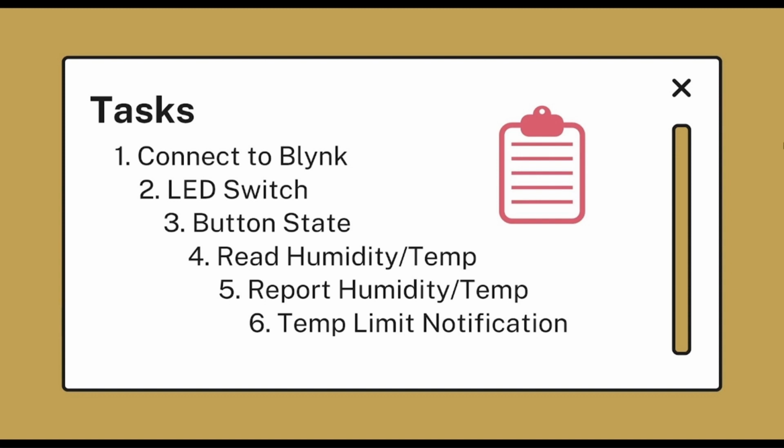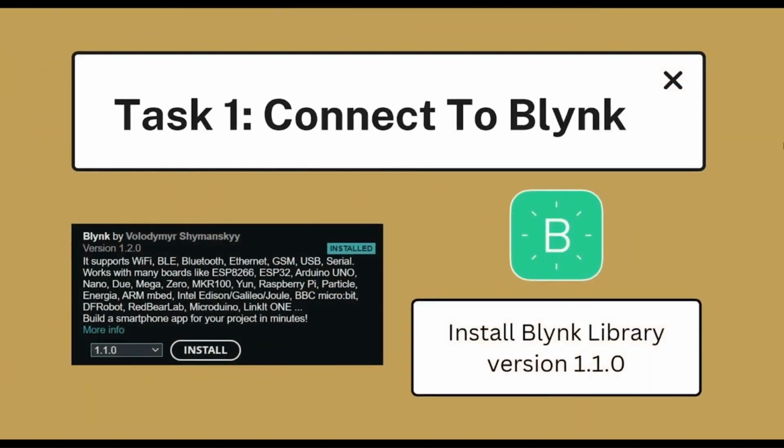Let's get started on task 1. For task 1, we will be discussing how to control an Arduino remotely using the Blink application. In order to do so, there are a few steps we need to follow. First, we need to install the Blink library. This library provides us with a set of functions that allow us to interact with the Blink app. Once we have installed the library, we can begin using the provided Blink functions in our code.